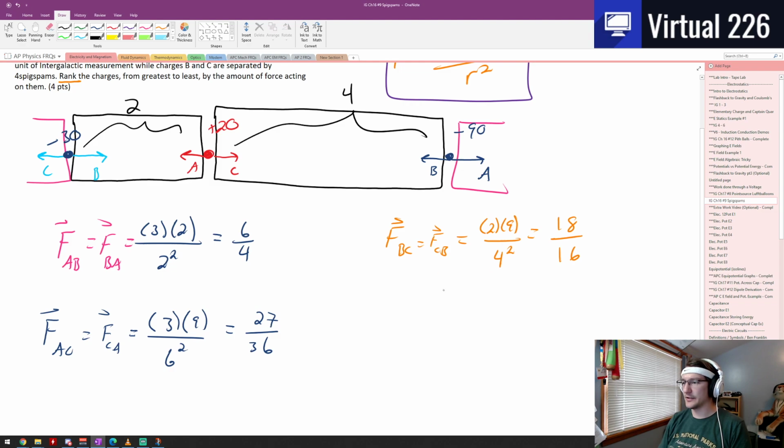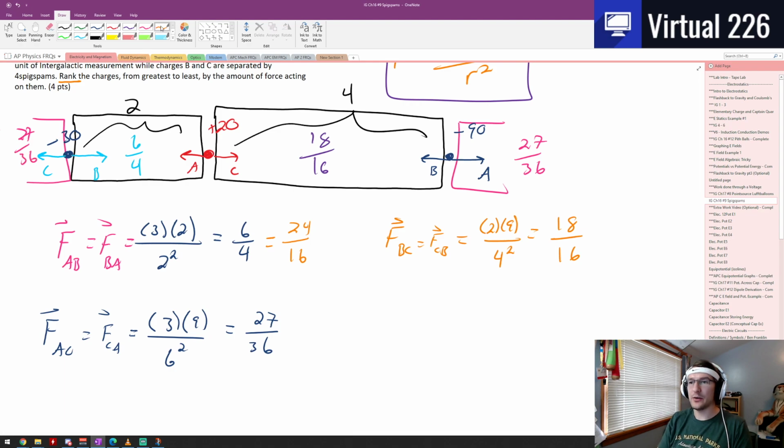These aren't nice denominators to make anything useful. I guess if we wanted to, we could at least make this one semi-useful and call it 24 over 16 to compare the AB to BC's. But at this point, you are just saying, look, I know what each of these numbers are. I know this number in between these two is 6/4. I know the number between the B's and C's is 18 over 16. And I know the number at the edges here is 27 over 36.